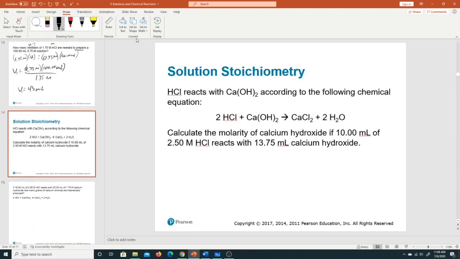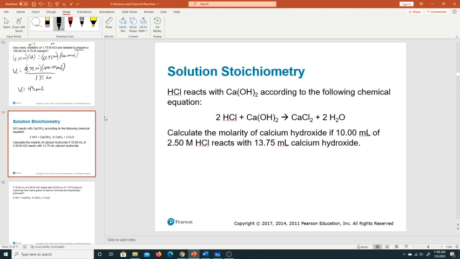Alright, when it comes to stoichiometry, we have to use our balanced chemical equations. Again, you can find this in Module 10 from Chem 1025. So here's a balanced equation. We can now use molarity as a conversion factor. So this example of an acid-base reaction, you want to calculate the molarity of the calcium hydroxide. 10.00 milliliters of 2.50 molar HCl reacts with 13.75 milliliters of calcium hydroxide. This is basically an example of a neutralization reaction or a titration question.